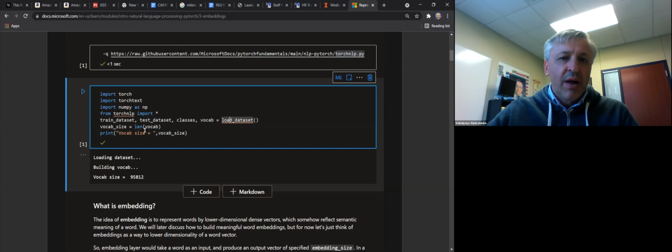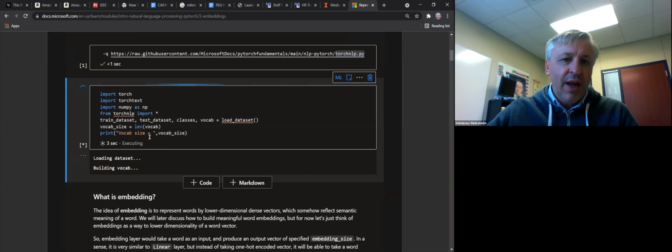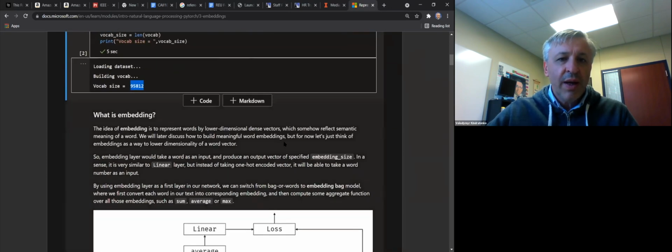So as before, when we run this, we will see that it takes a bit of time to load the two data sets, training and testing. It's the same vocabulary, the same 95,000 words in this vocabulary. So we will have that.